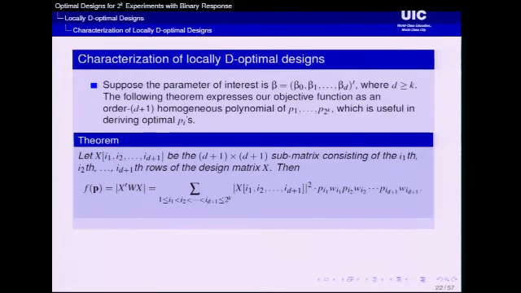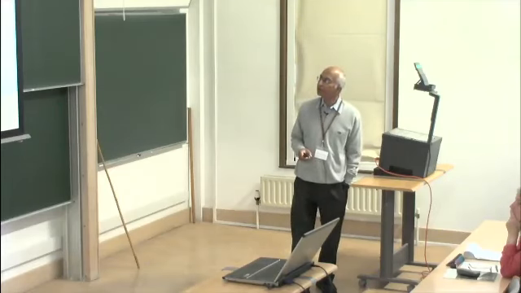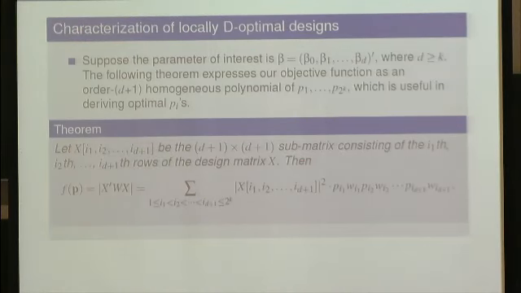So here is a theorem which really helped us to develop everything. This is an expression of the determinant, or the criterion, as a sum here. This is a determinant of a submatrix from the X with rows i1, i2, ..., i d plus 1, and these are the corresponding product of W's and then the corresponding product of the P's, and then summed over all possible choices.